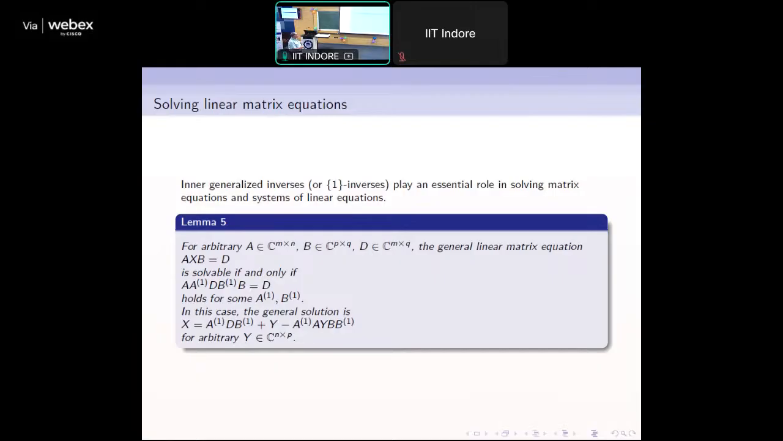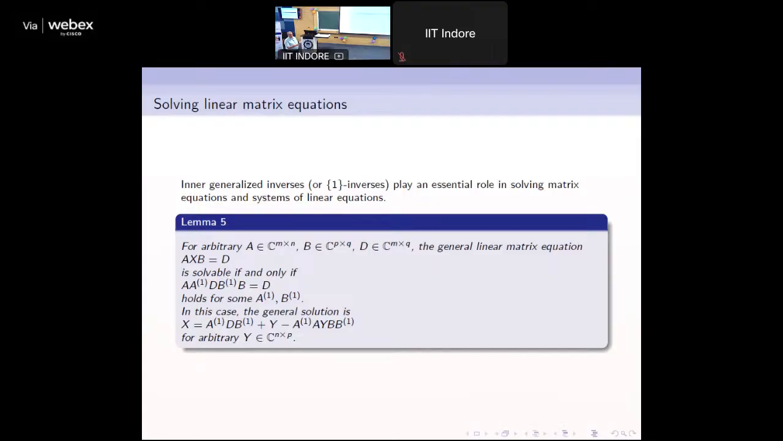What if this condition is not satisfied? A1D, B1B. If this condition is satisfied, we have no solution. Definitely, the linear matrix equation is not solvable. Sometimes researchers will say inconsistent, and definitely we have no solution.